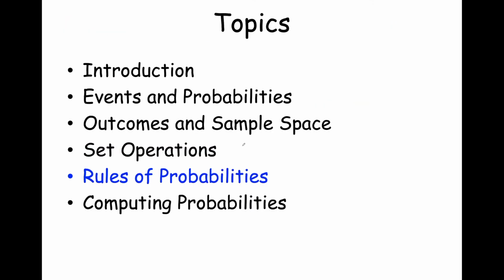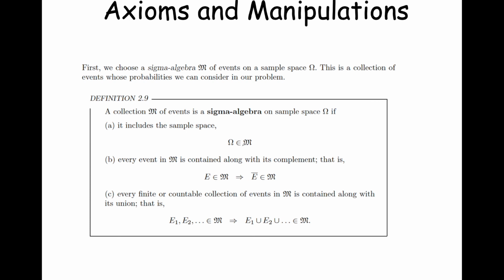Okay, so let's take a look at the rules of probabilities, and this definition, 2.9, is from the book. So first, we choose something called a sigma-algebra, and there's the symbol we're going to use for it. It's a sigma-algebra of the events on our so-called sample space. So the sigma-algebra, M, is going to do something on all of the possible events from our sample space, for example, sample space omega die, which represents all the possible outcomes of our die roll, which is 1, 2, 3, 4, 5, and 6.